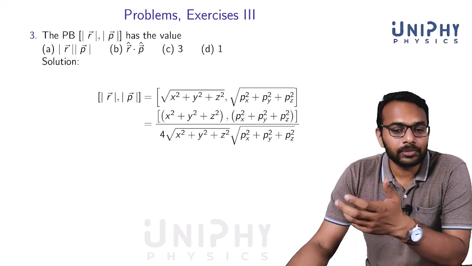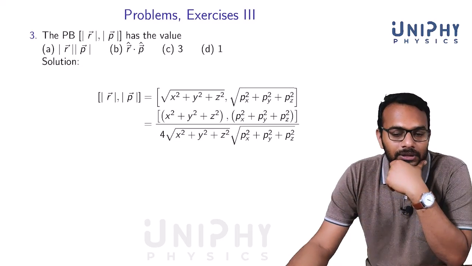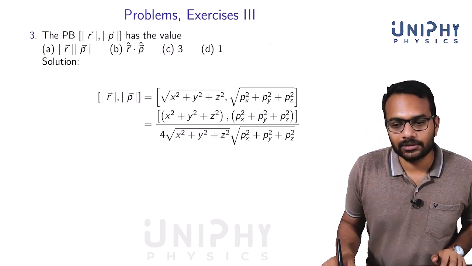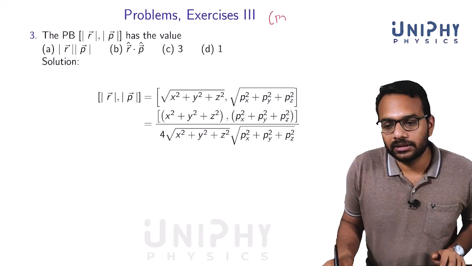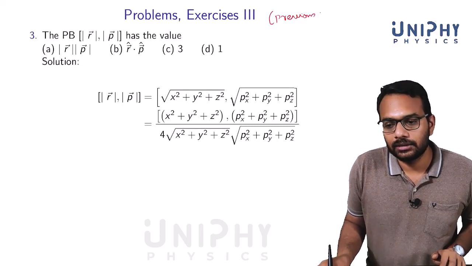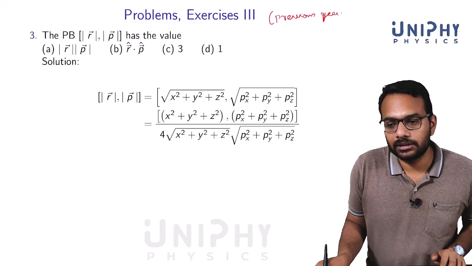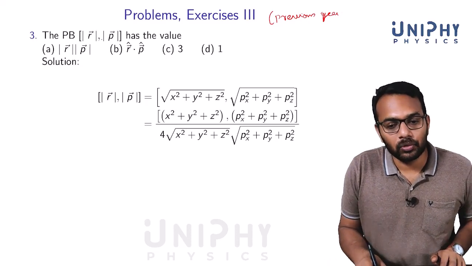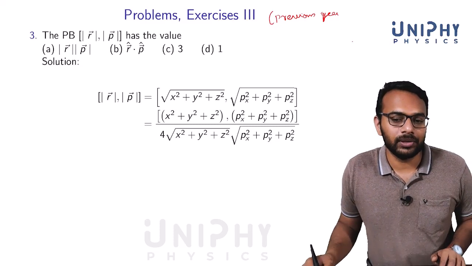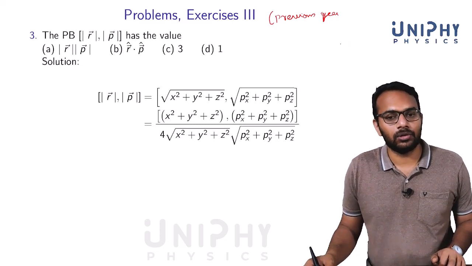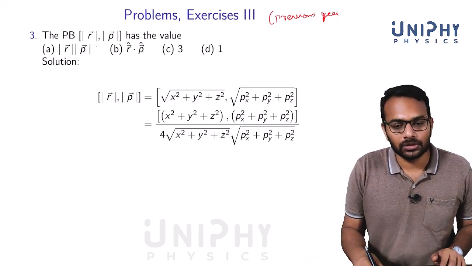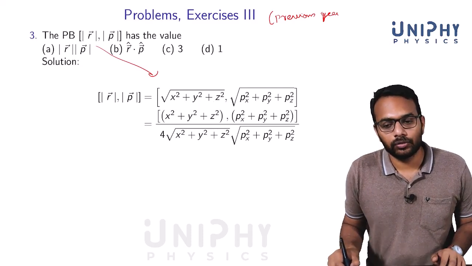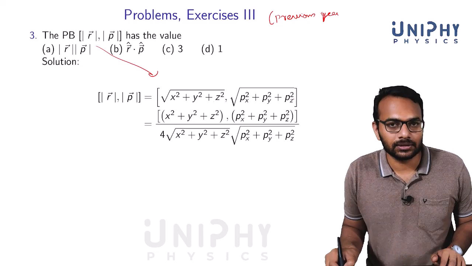And here is a problem that was asked in one of the NET JRF exams. So this is a previous year question. You are asked to find the Poisson bracket of the modulus of the r vector and the modulus of the p vector. So what's the modulus of the r vector? It's the square root of x² plus y² plus z², comma, the square root of px² plus py² plus pz².